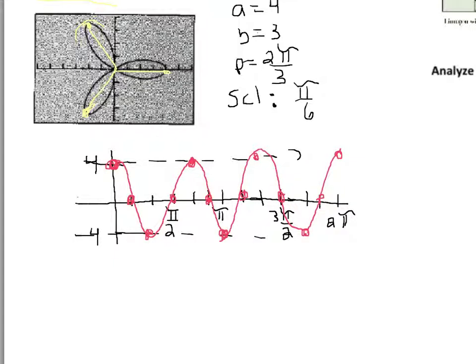Now, it looks like there's only 1, 2, 3, because you don't include the last one, okay? But it looks like there's only 1, 2, 3 maximums, just like it did here. But this goes around, like I said, this loop twice from 0 to 2 pi, okay? Now, the reason is, remember, R is considered the magnitude, so all of these negative values would shoot up. So we know we have 6 maximums.